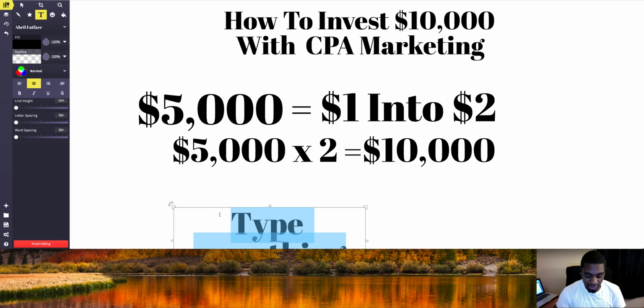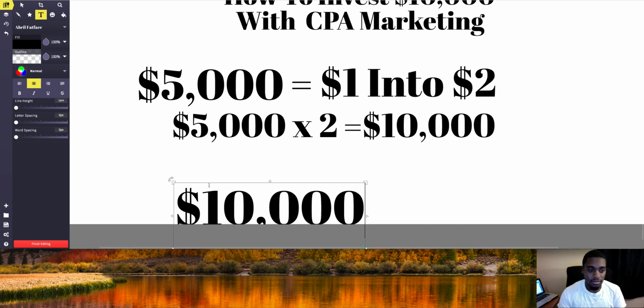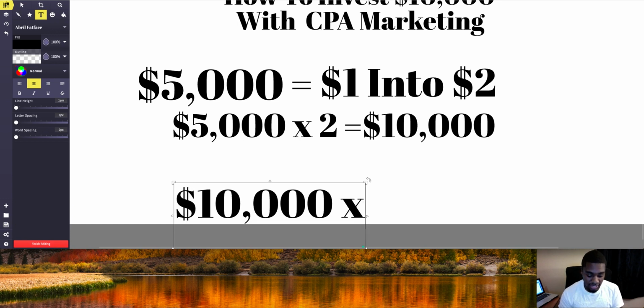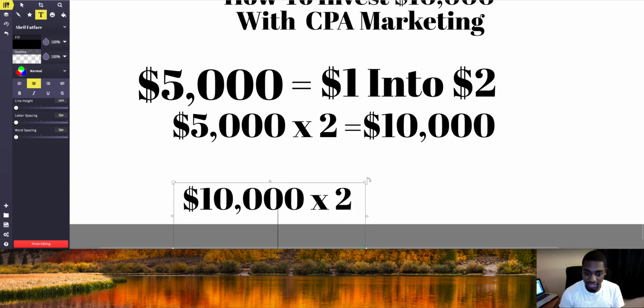But all right, so now we got $10,000 again. Let's move this. All right, so we got our $10,000, and now since the campaign's doing 2x, we're going to do times 2. Then that's when we're going to get our $20,000, right?